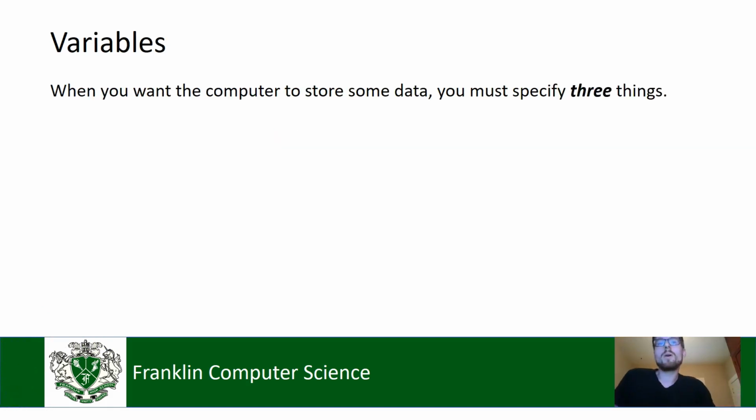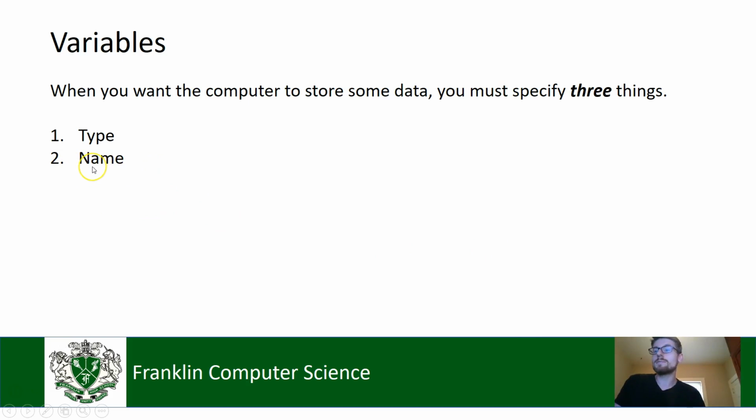Okay, so when you want the computer to store some data, store any kind of information, you have to specify 3 things. I've already kind of clued you into this. The first thing that you've got to specify is what kind of data you want it to store. This is different from other programming languages, as I said earlier. JavaScript and Python and some other languages don't require you to specify what kind of data it is, but Java and C, C++, and more of the lower level languages do.